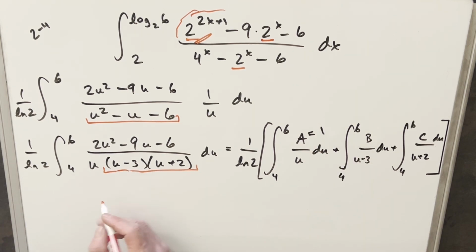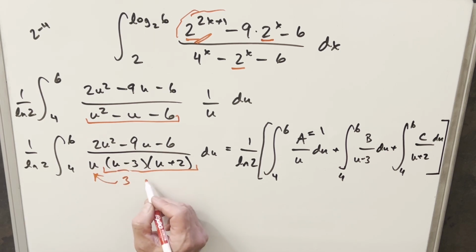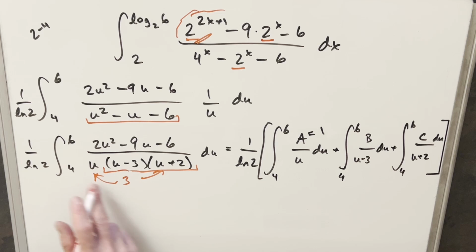Then doing the same thing for u minus 3, we'll have to plug a 3 in. Now we have to cover up that term, but we'll plug our 3 in here and a 3 in here. We'll have 3 times 5, which is 15. And then plugging a 3 into the numerator, we're going to have minus 15. So for our b term, we're going to end up with minus 1.